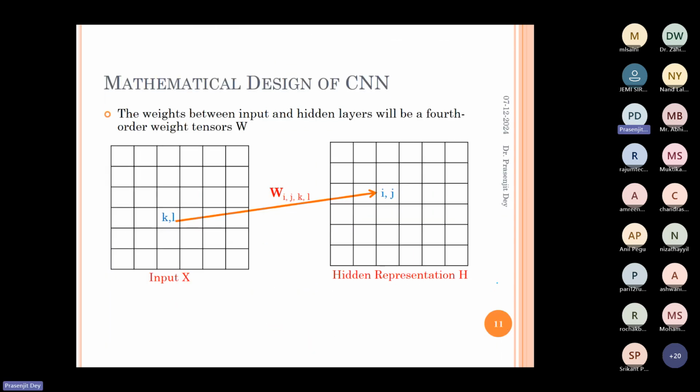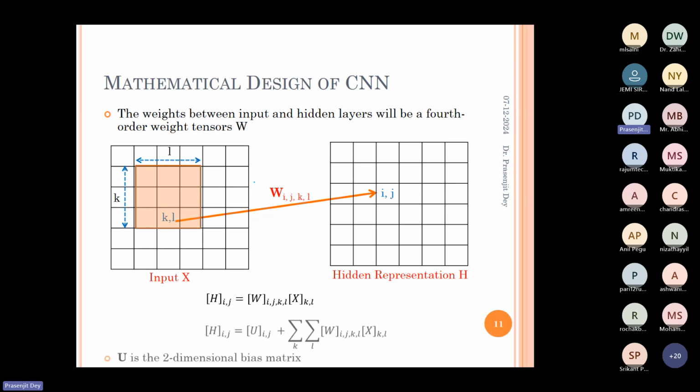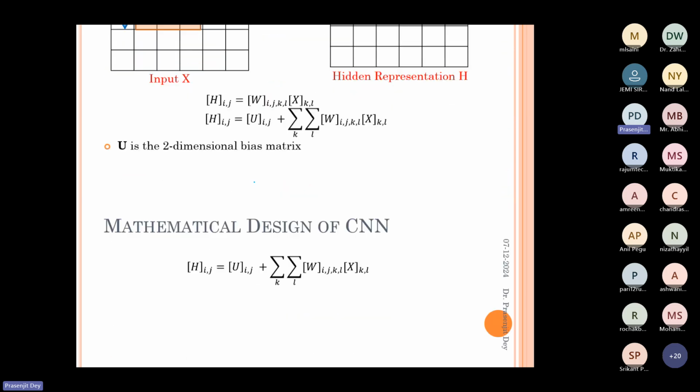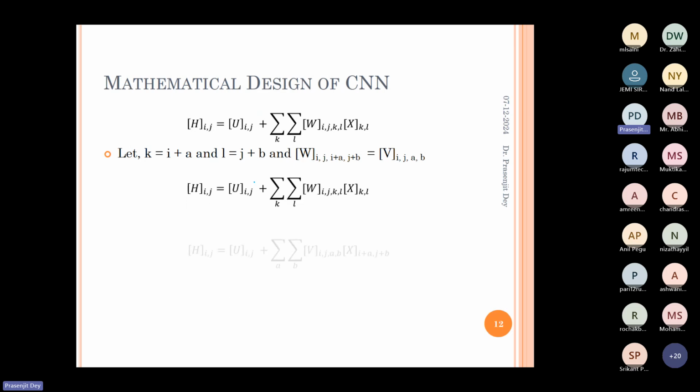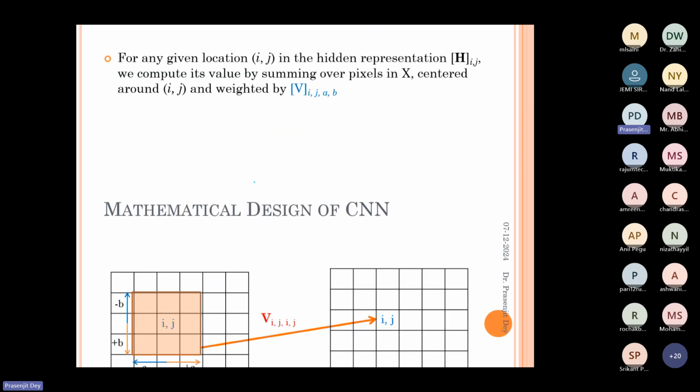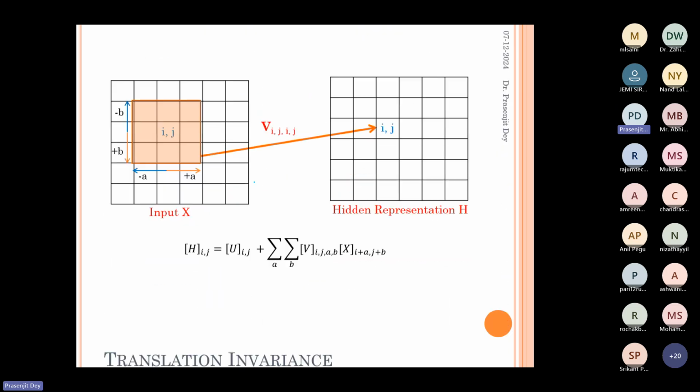Now, there is a lot of mathematical detail by which we ensure that it will have the locality principle property and it will have the translation invariance property. That I am currently skipping. I am going to share the slide as well. But fundamentally, I am going to explain this thing to you.